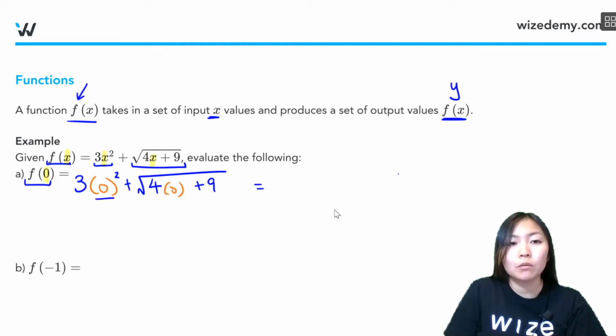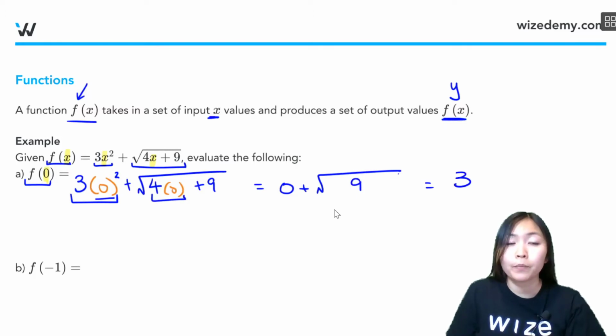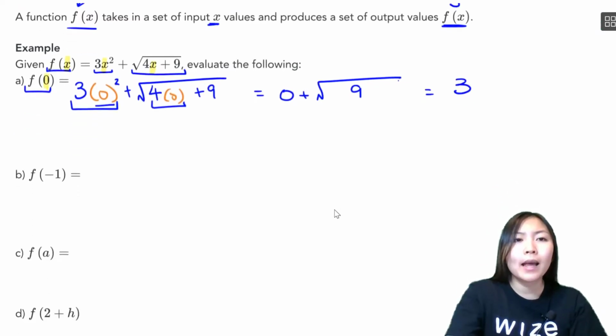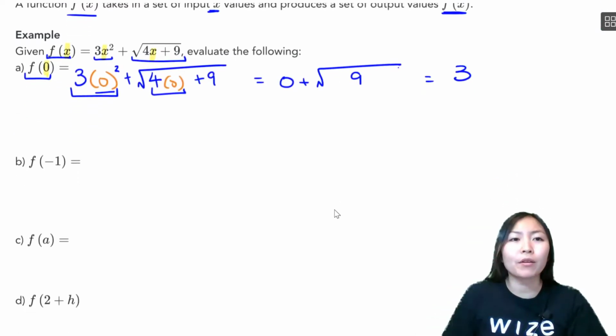0 squared is 0. Anything times 0 is a 0. Plus the square root of 0 plus 9, so that's the square root of 9. And this guy simplifies to the number 3. So if we input the value 0 into this function, we output the value 3. Okay? Now, what about negative numbers? Same thing, it's just still a number, right?